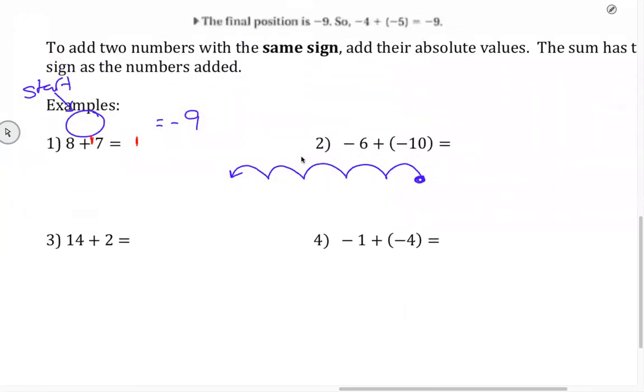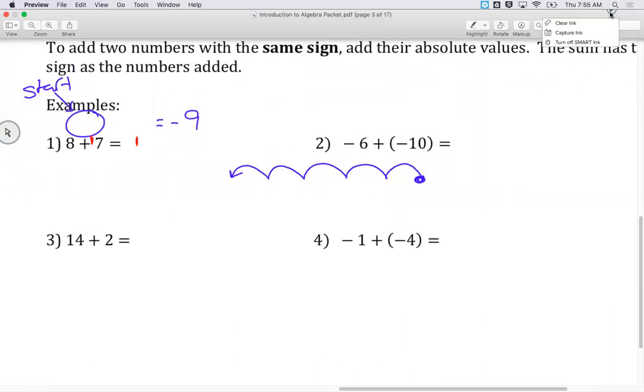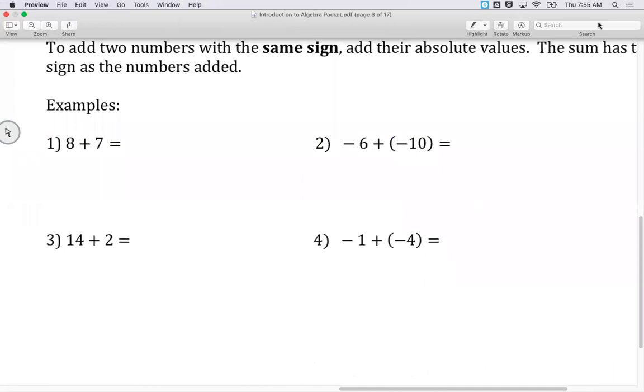Down below, we have 4 examples. Delaney, if you feel comfortable, can you tell me the answer for number 1? What is 8 plus 7? All right, how about Nate? Do you feel comfortable? 8 plus 7? 15. All right, what about number 2?